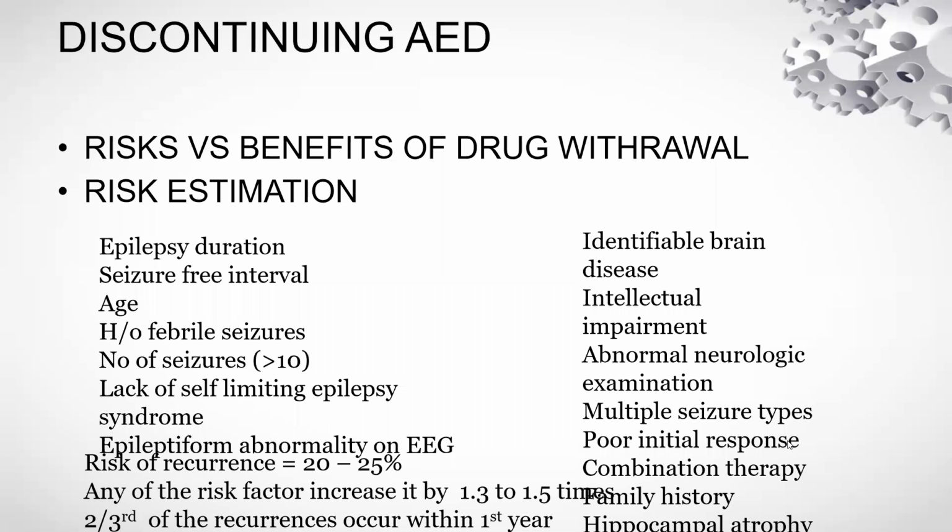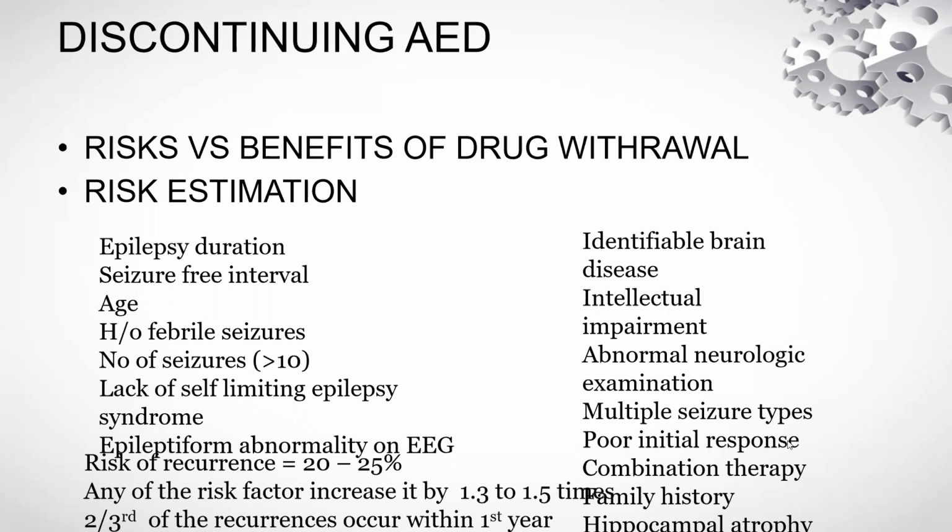There are certain risk factors. If they are associated, they increase the risk of recurrence. These factors are epilepsy duration: the longer the epilepsy duration before remission, the more the chances of recurrence. A shorter seizure-free interval before remission. Age: seizure recurrence is more likely in adult patients as compared to children. If there is history of febrile seizures, if the patient had more than 10 seizures before remission, if there is no self-limiting epilepsy syndrome, if EEG shows epileptiform abnormalities, if there is identifiable brain disease, intellectual impairment, abnormal neurological examination, multiple seizure types, poor initial response to AEDs, if the patient was on combination therapy, if there is family history of epilepsy, or if MRI shows hippocampal atrophy, all these risk factors increase the chances of recurrence.